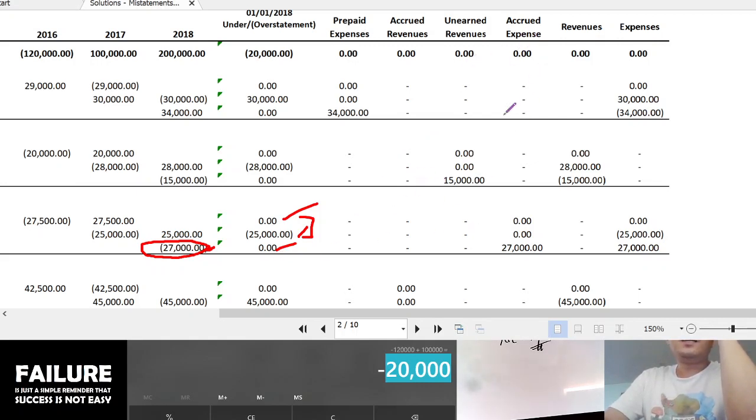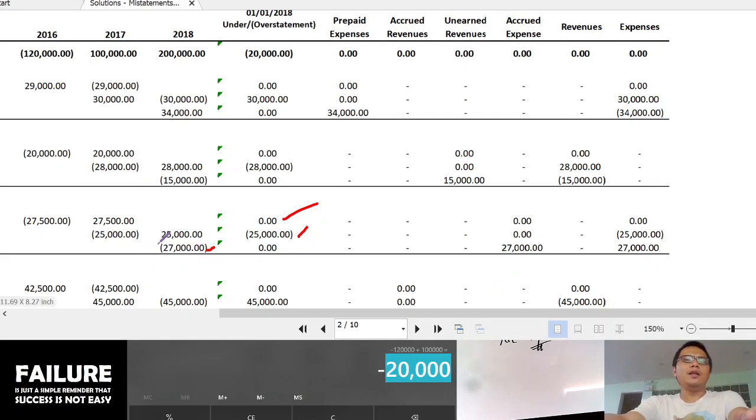What has an effect here is only the accrued expense at the end of 2018, the error. This overstatement or non-recognition of 27,000. So the point is, in 2018, your accrued expense is understated, obviously, because you did not recognize it. The effect on expense is also understated, because you did not recognize it as expense and as a liability. Expense and a related liability, accrued expense.